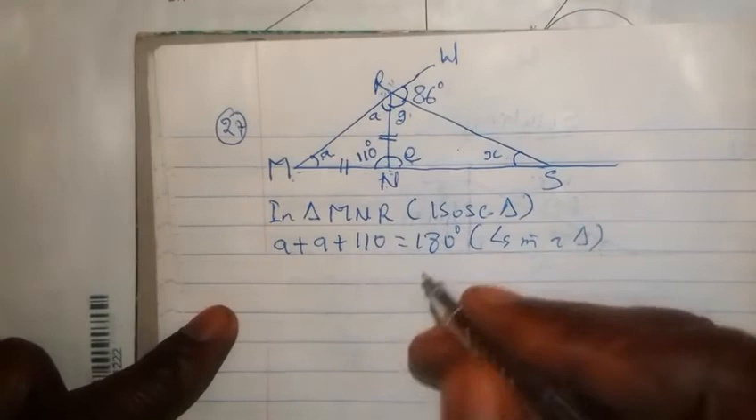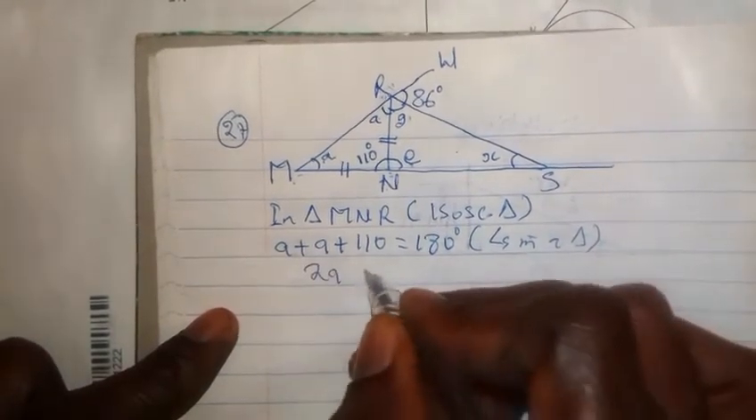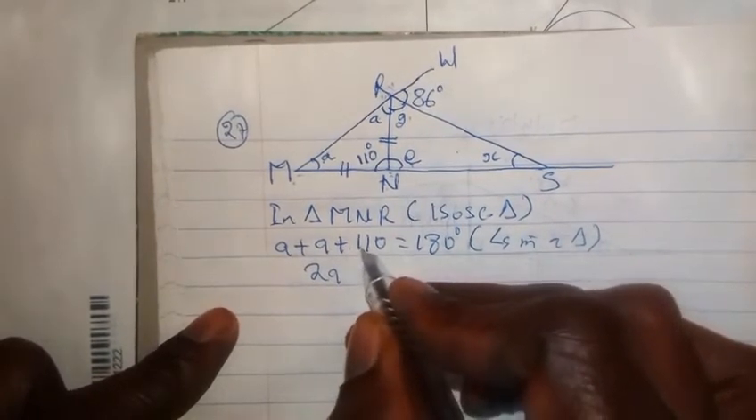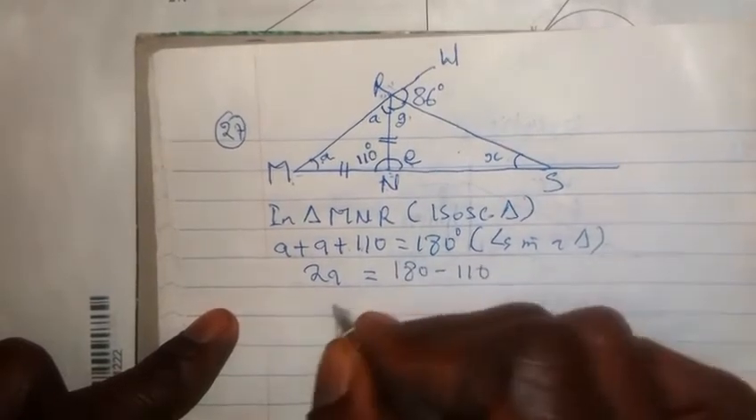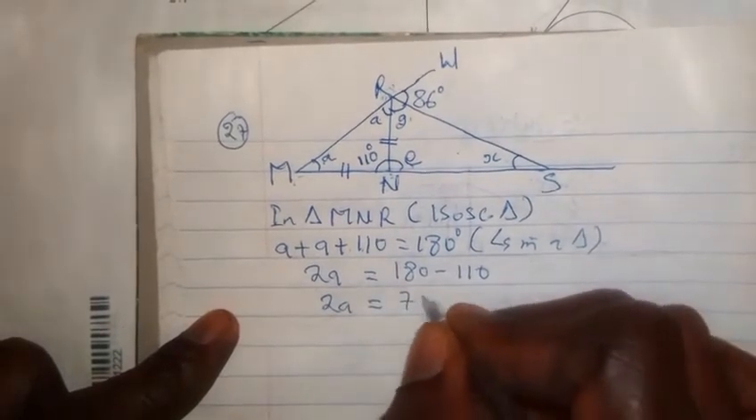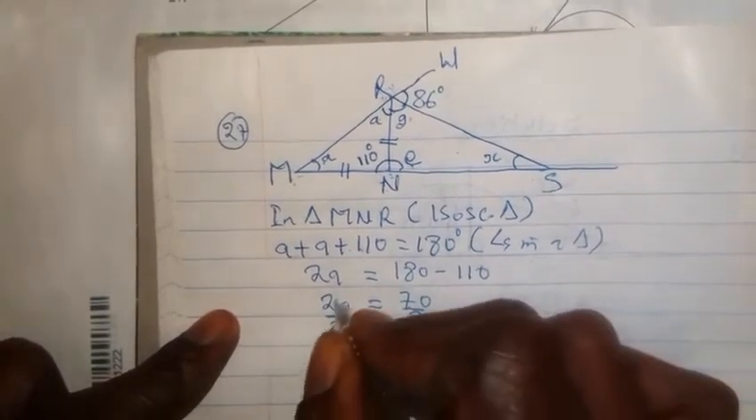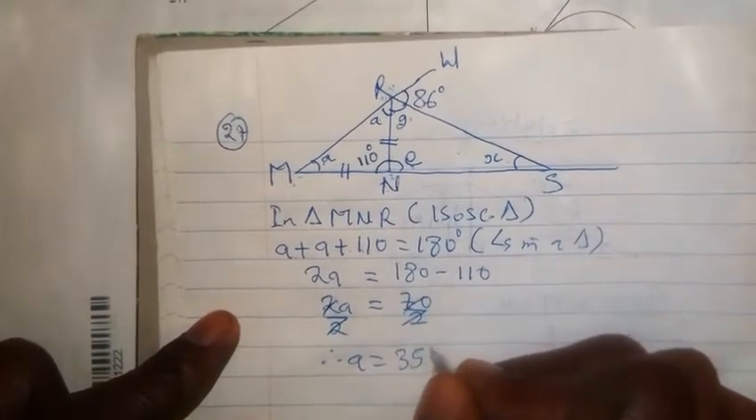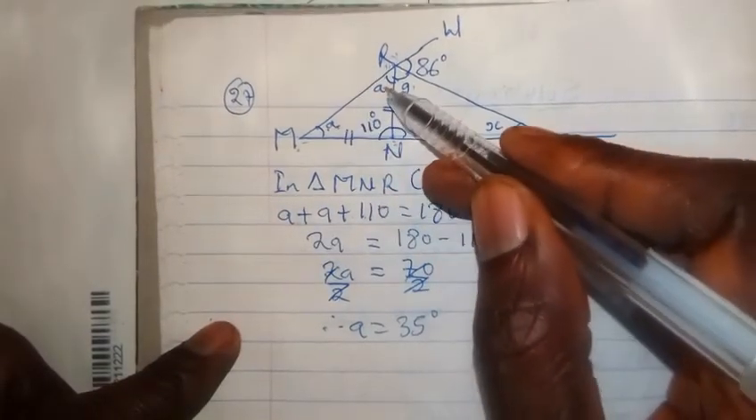Now going further, you would see that A plus A will give us 2A. Then we are going to move our plus 110, collecting like terms, to this side. Then it will give us 180 minus 110. So our 2A would become 70. Then divide both sides by 2. It will give us, therefore, the value of A as 35 degrees. So we know that this part here will be 35 degrees, while here will be 35 degrees.